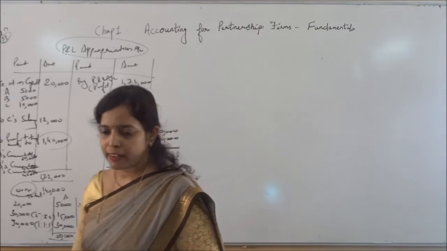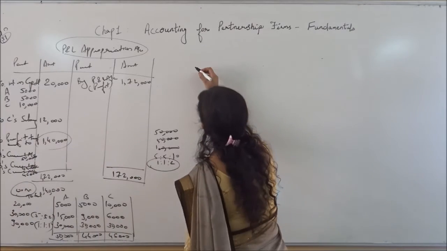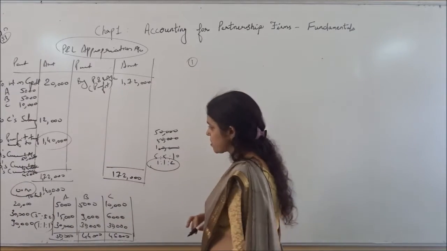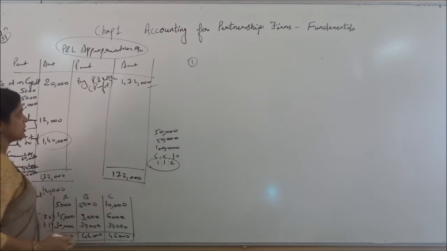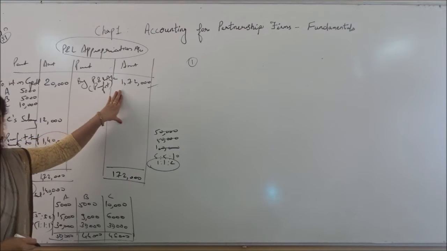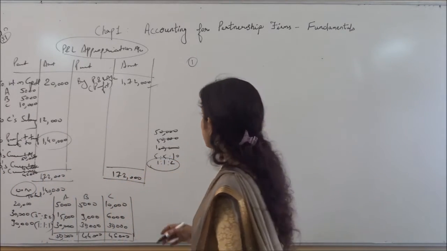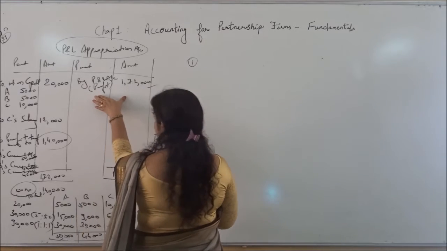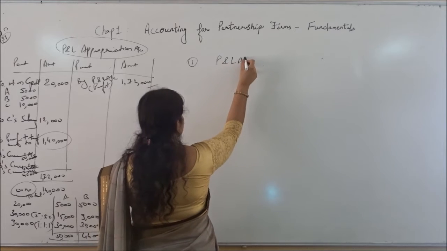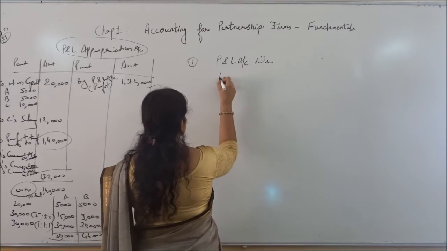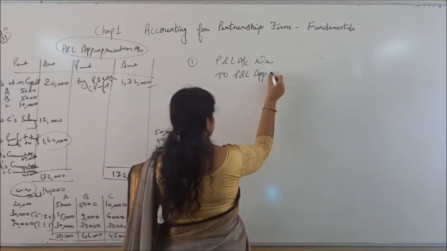Okay, but for your practice I am making all the entries here. We will do all the entries in this question, not only one. So start from here, this one. From where are we bringing this profit? We are bringing this profit from the P&L account, right? So do the first entry. See again it is in the credit side, so the entry will come in the debit side. P&L account DR to P&L appropriation account.